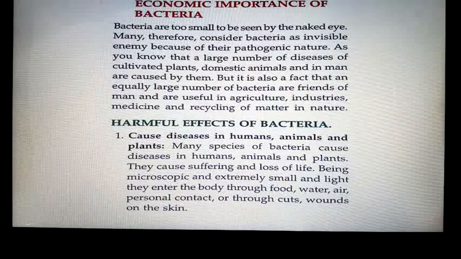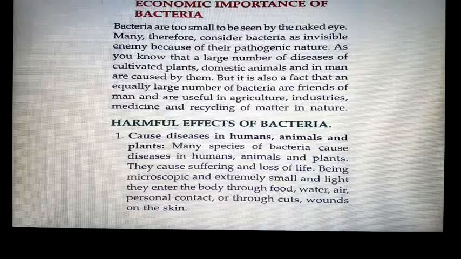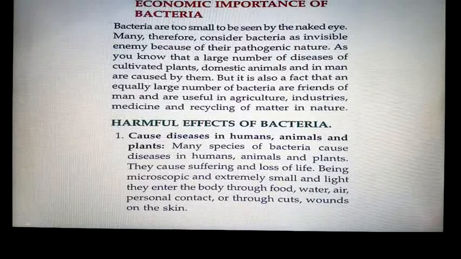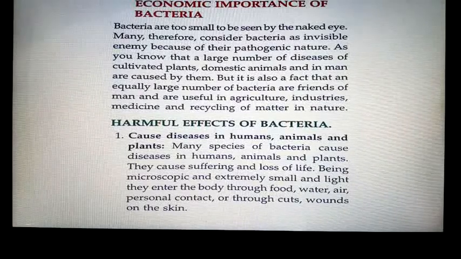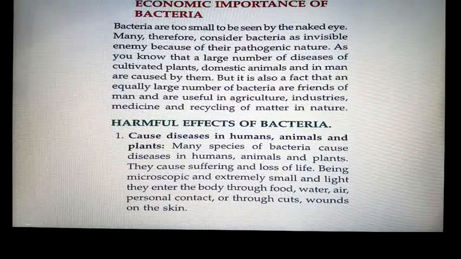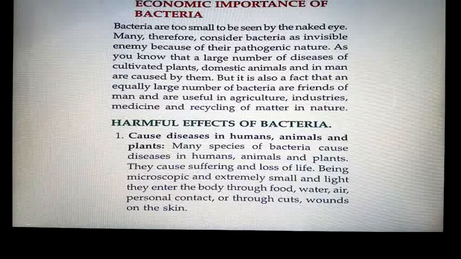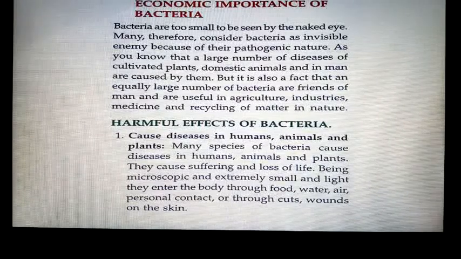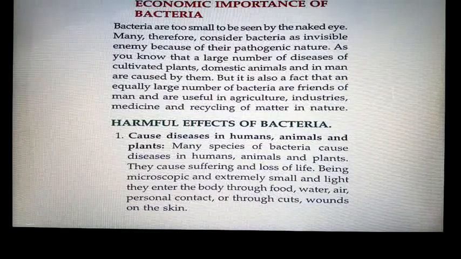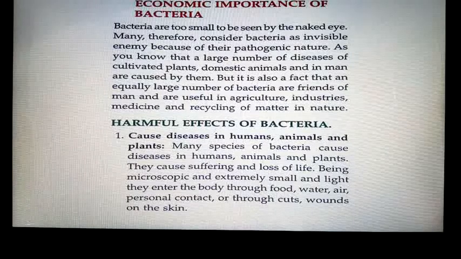Bacteria are organisms which are too small to be seen by the naked eye. So many people consider bacteria as an invisible enemy because of their pathogenic nature. Invisible enemy. Now, in the pandemic, coronavirus is an invisible enemy, isn't it? We cannot see it, but it is still an enemy. And pathogenic means which causes diseases. That's the word here.